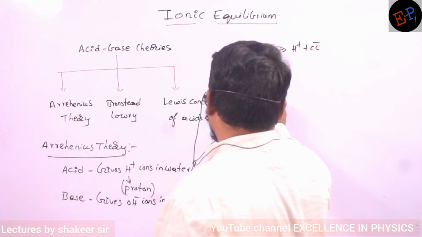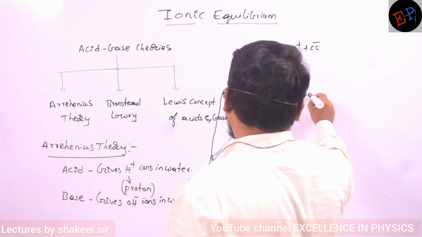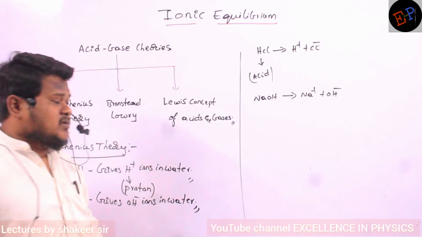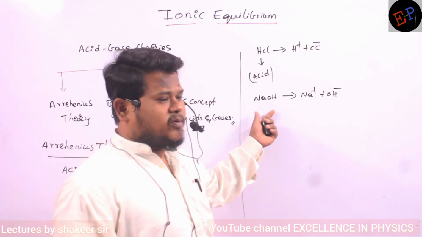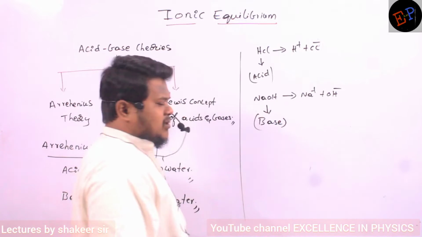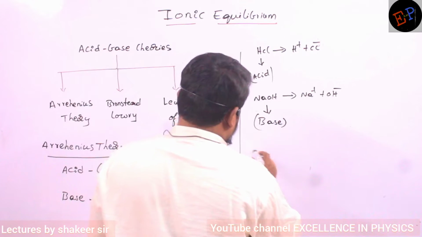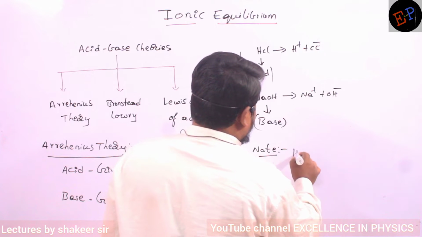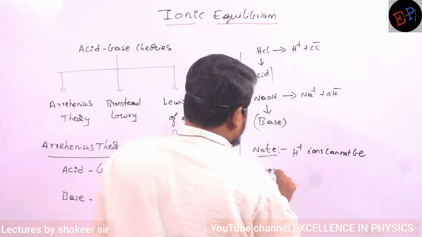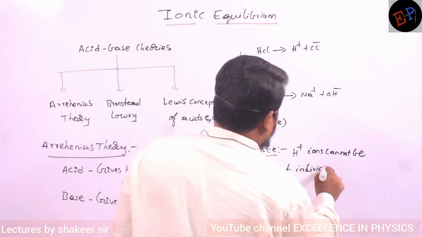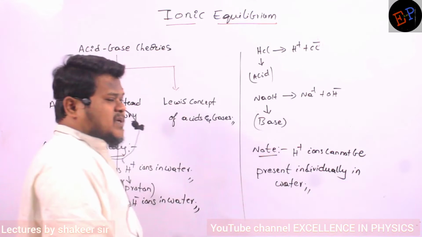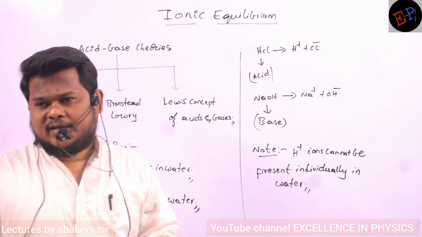Similarly, if I take NaOH, it dissociates into Na plus and OH minus. So it is giving OH minus ion, and therefore this compound I can call a base. This is the definition of base according to Arrhenius Theory. But here there is one problem. Note the point that H plus ions cannot be present individually in water. H plus ions cannot exist individually inside water.